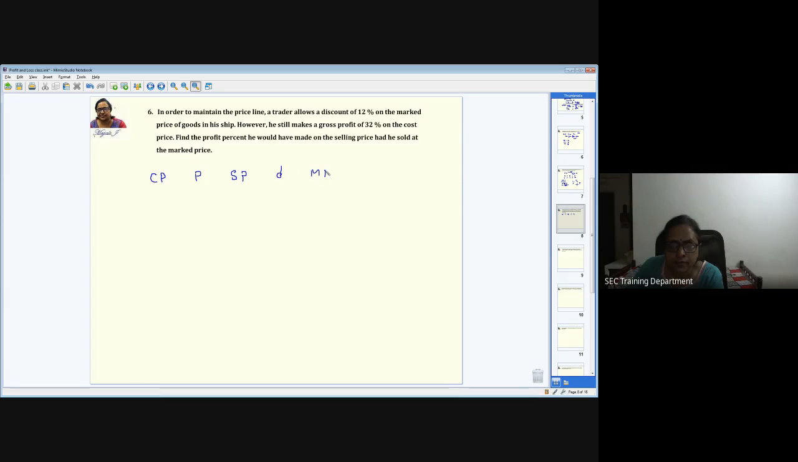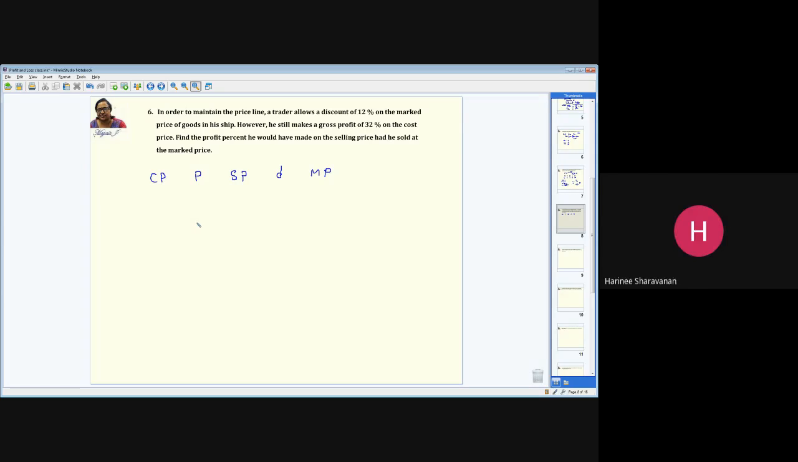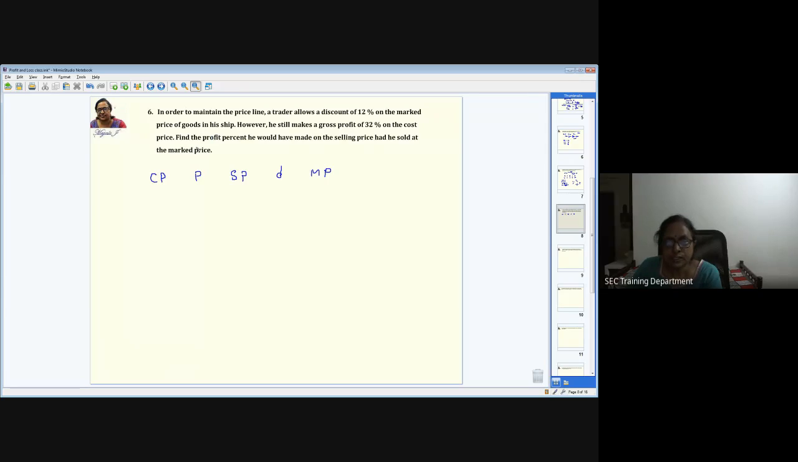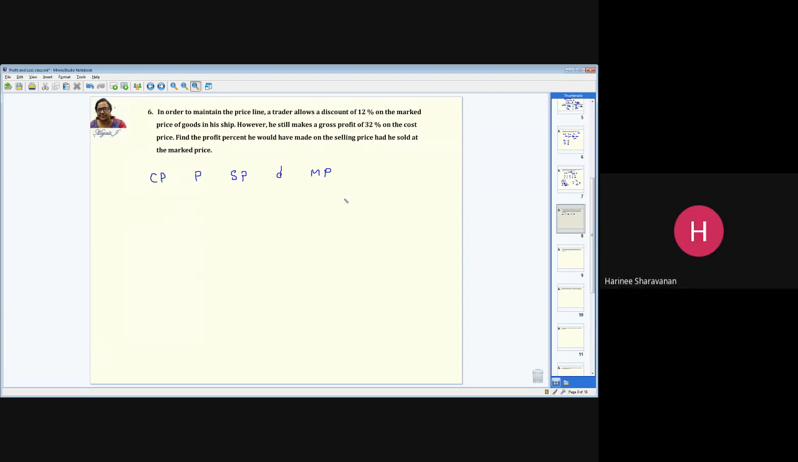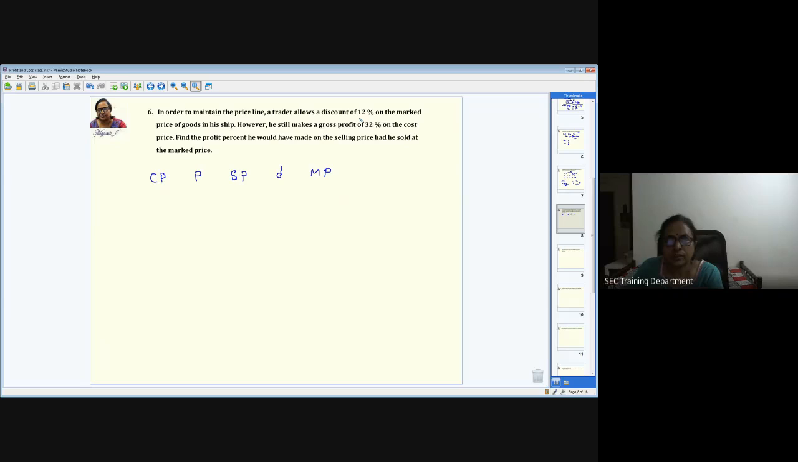The next is mark price. There is nothing mentioned about the cost price here, and I cannot assume. The trader allows a discount of 12%, but there's nothing mentioned about how much he is marking up the price by. If it is given as a markup with respect to cost price, I'll assume that is 100. Now that that is not given, I'm going to take the mark price as 100.